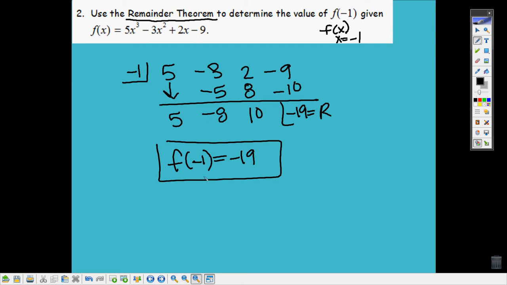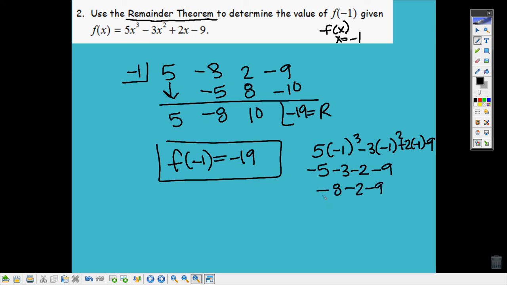For the purpose of this video, I'm going to just plug in. So I have 5 times -1 cubed minus 3 times -1 squared plus 2 times -1 minus 9. So -1 cubed is -1 times 5 is -5. -3 times -1 squared, which is going to be a +1, is -3. 2 times -1 is -2, and I didn't do anything to my minus 9. Okay, so -5 minus 3 is -8. From left to right again, -8 minus 2 is -10, and -10 minus 9 is -19. So you can see that they match, which is what we expected.